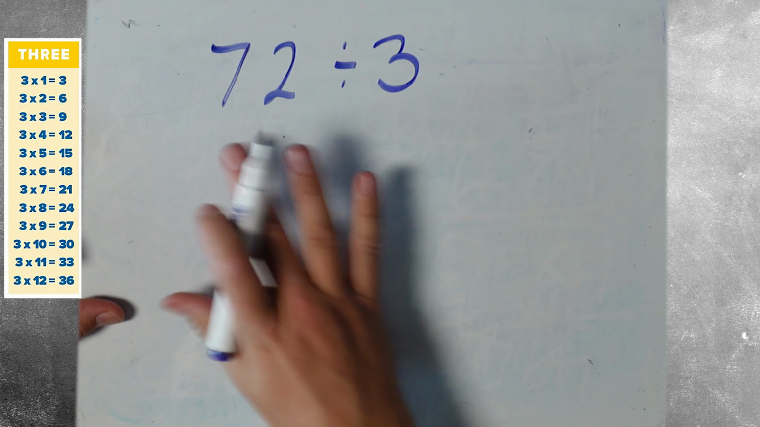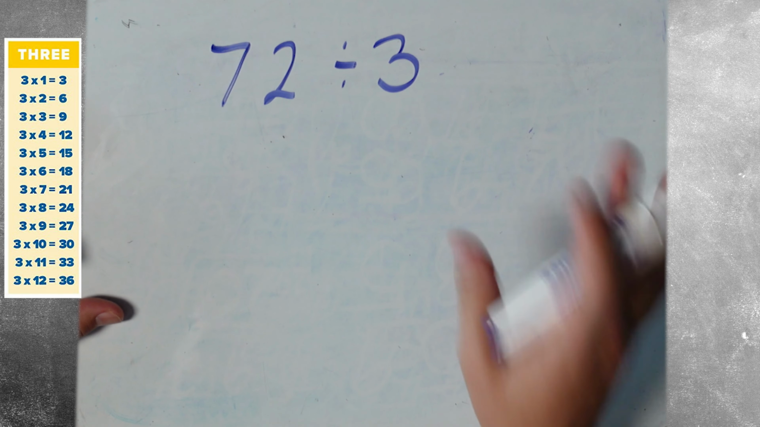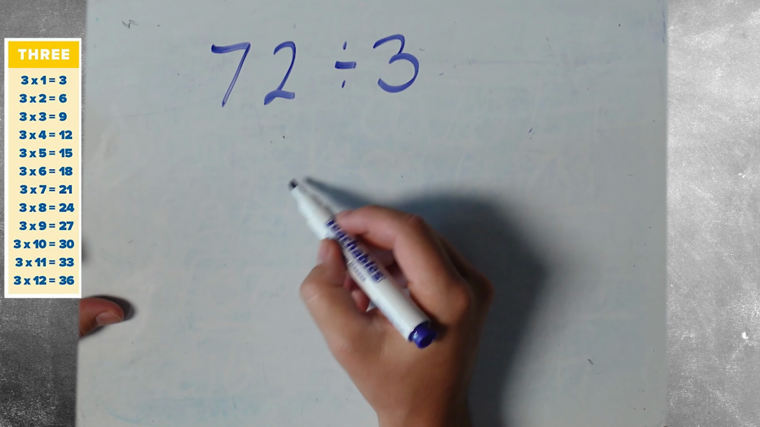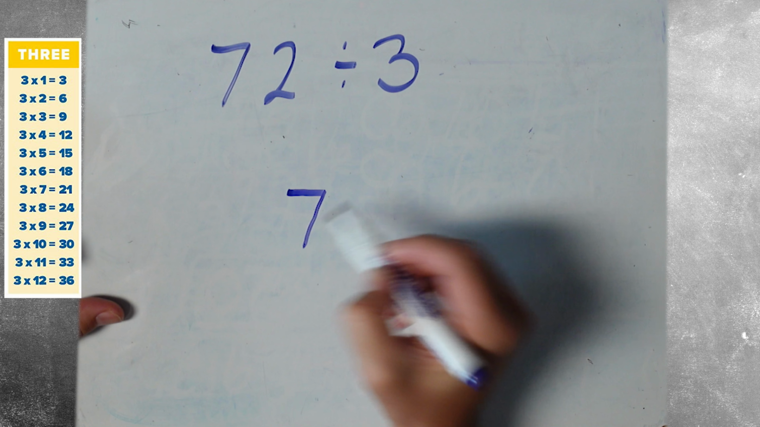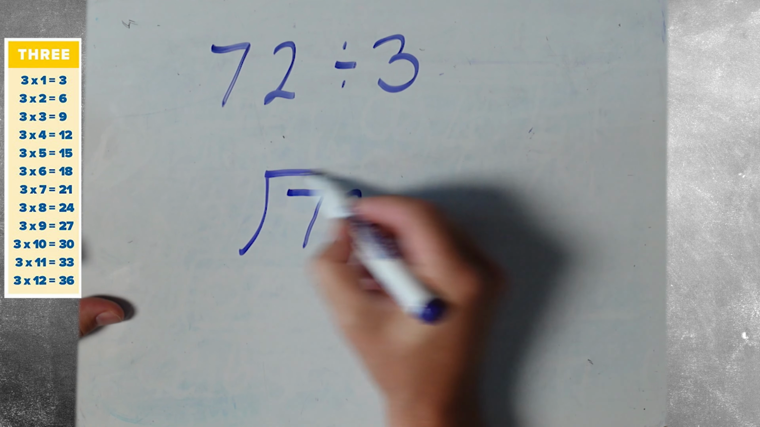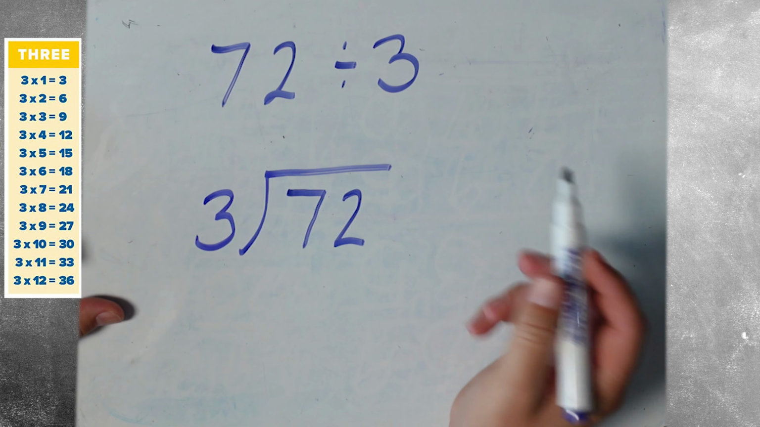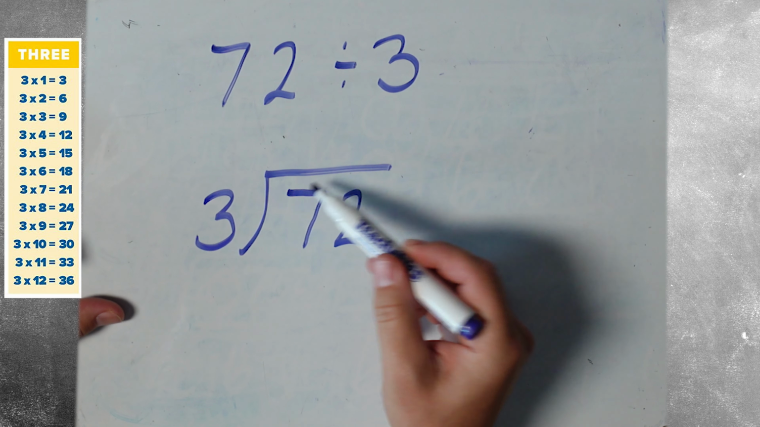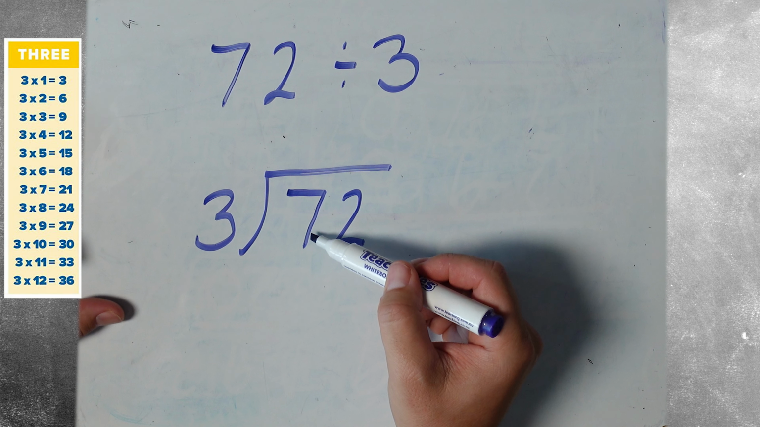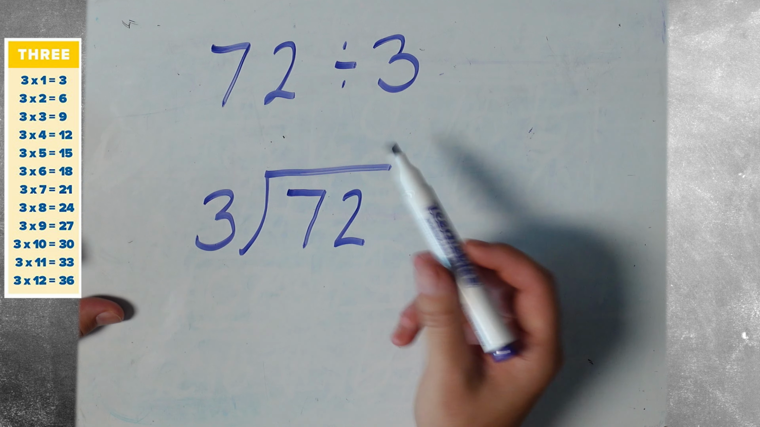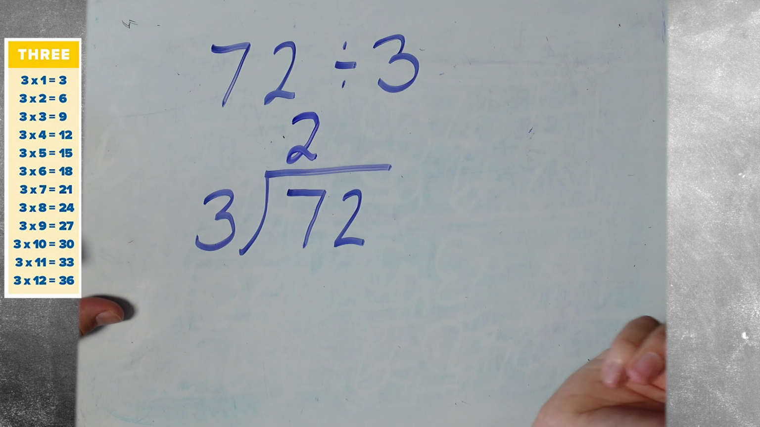Let's start with an easy one, 72 divided by 3. The first thing we have to do is rewrite it. So I'm going to write it like this, 72 divided by 3. And we're going to start with the tens. How many 3's fit into 7? Well, 2. So I'll write the 2 at the top.